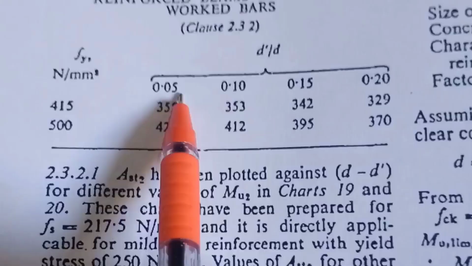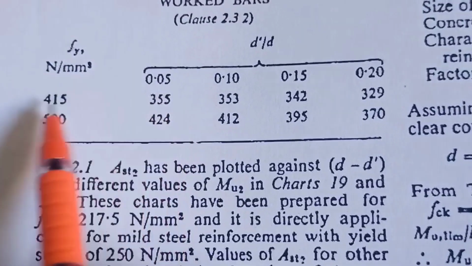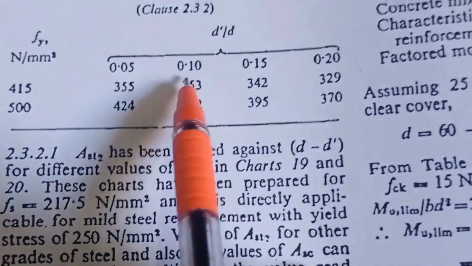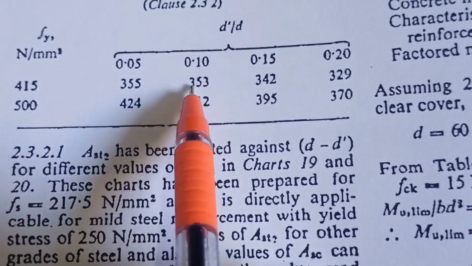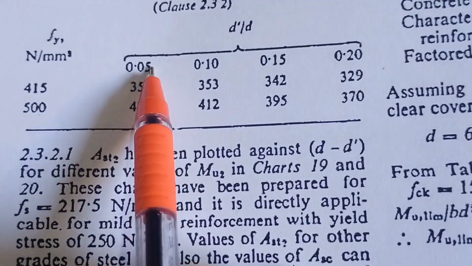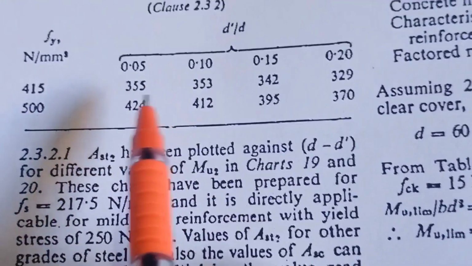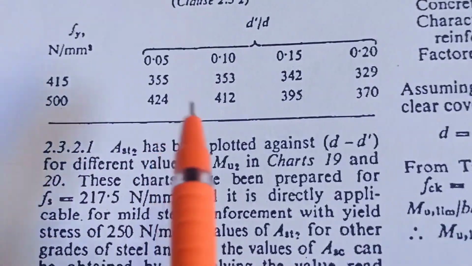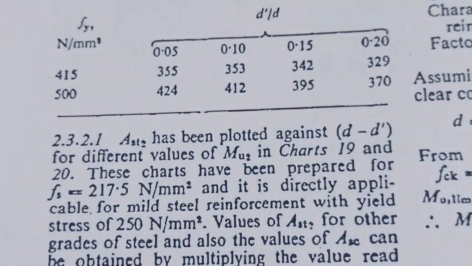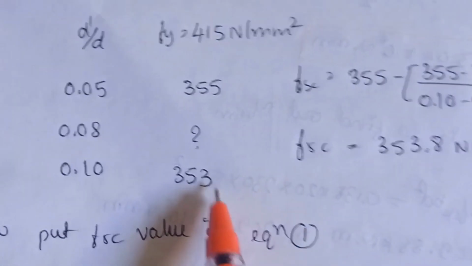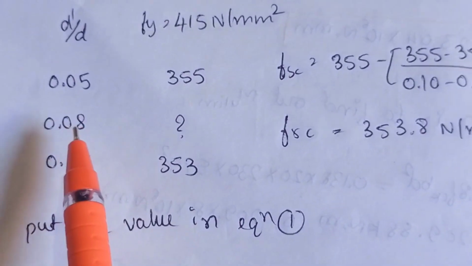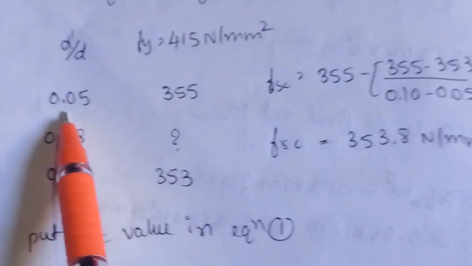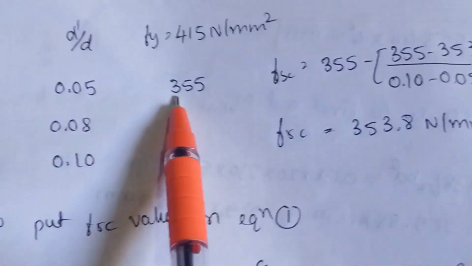For 0.05, the corresponding Fy value for 415 is 355. And for 0.10, the corresponding value is 353. By using these values, we'll calculate the FSC value by doing interpolation. I will show how to do the interpolation. I have written the same values which are given on page number 13 of SP16. So for 0.05 we have the Fy value 355.